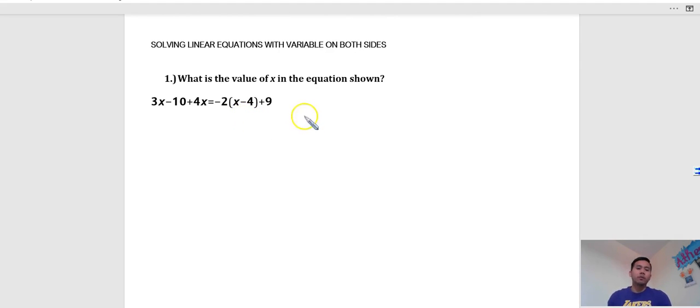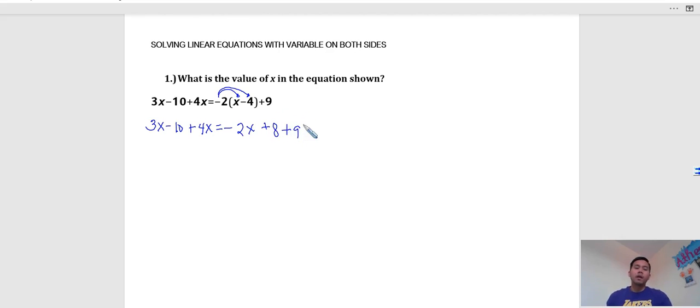So the first thing that we have to do is apply the distributive property to negative 2. So what will happen now is we have 3x minus 10 plus 4x is equal to negative 2 times x, which is negative 2x. Negative 2 times negative 4 will give us positive 8, then plus 9.